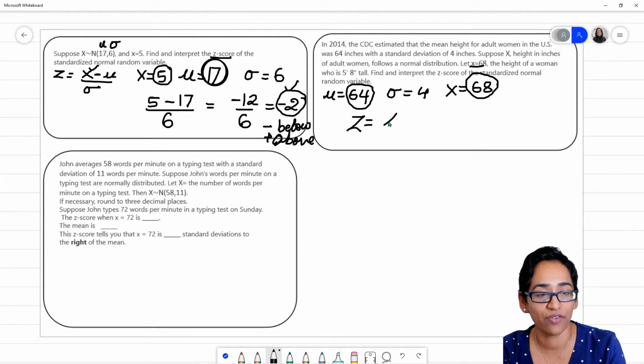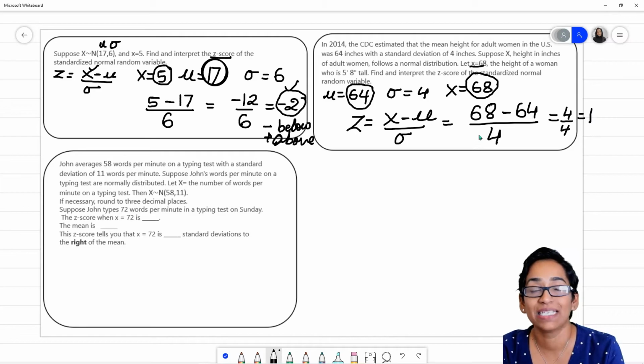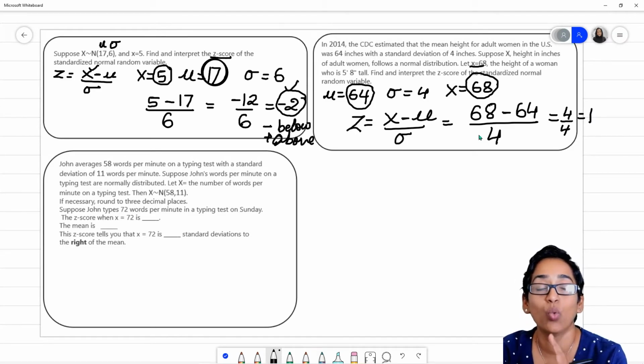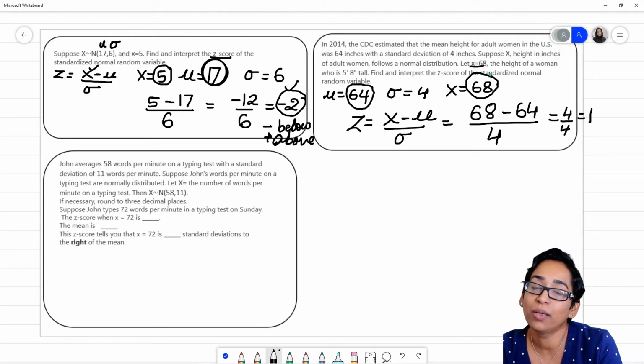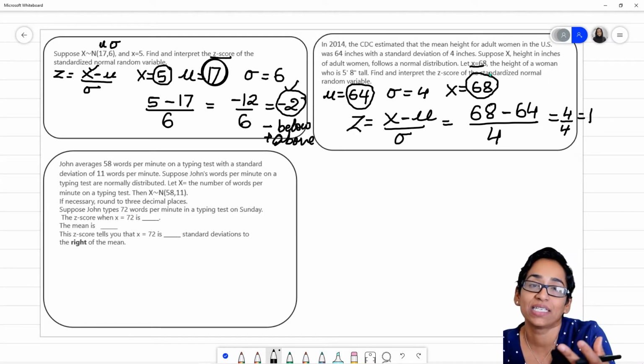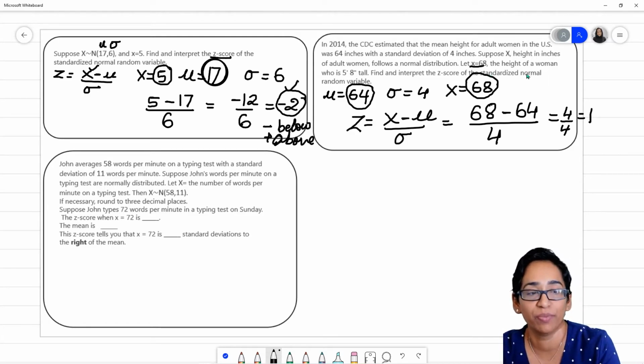What does z-score stand for? X minus mu over standard deviation. My x value is 68, my mu is 64, and the standard deviation is 4. 68 minus 64 is 4, over 4 is 1. So my z-score is 1. That means I am 1 standard deviation above the mean. How do I know it's above? Because of the plus sign. And just by looking at the numbers, 68 is more than 64, so I am above the mean.